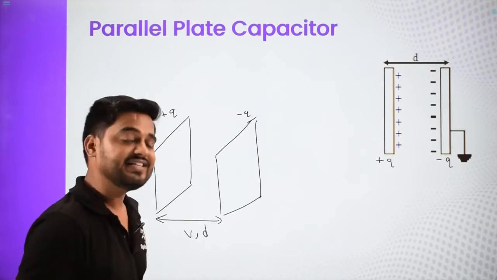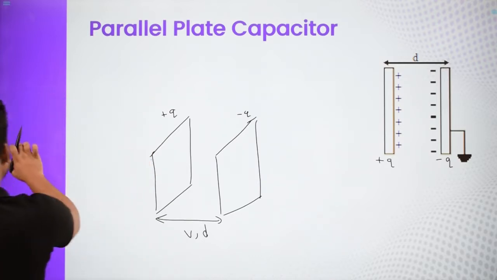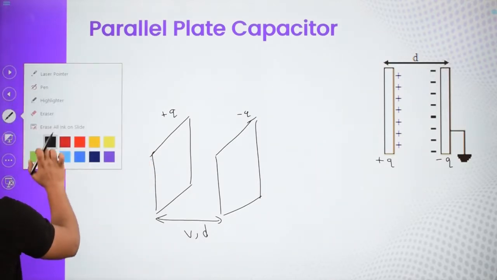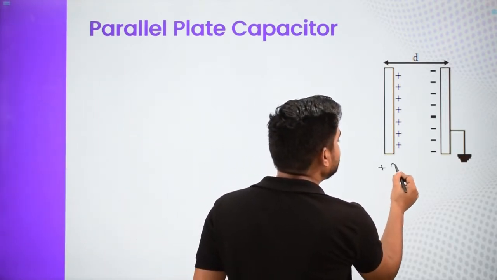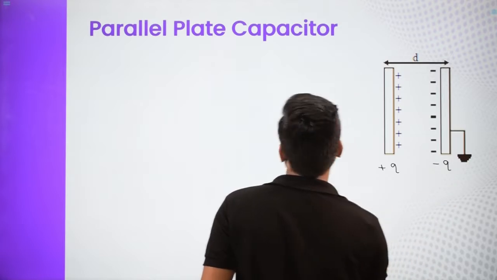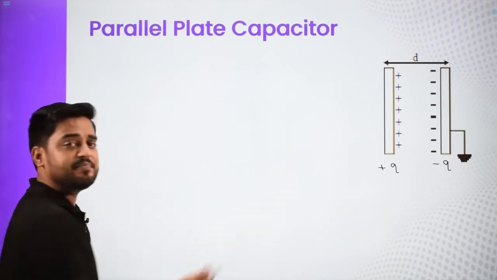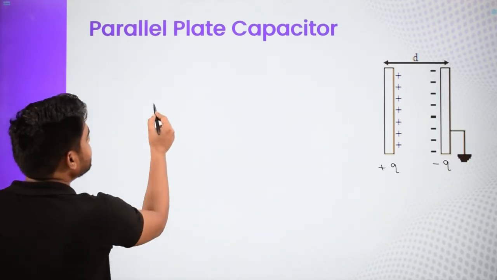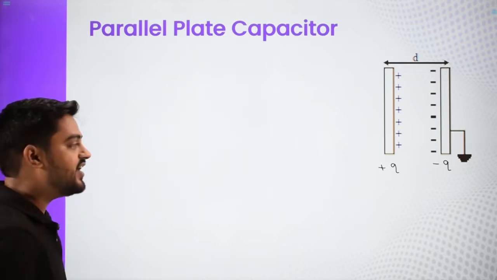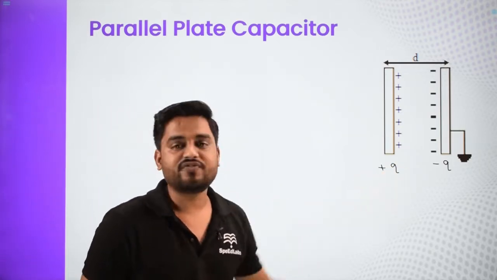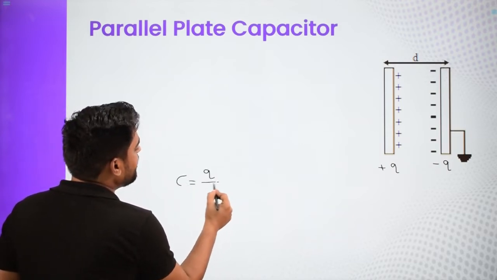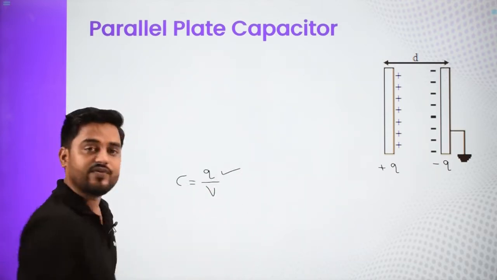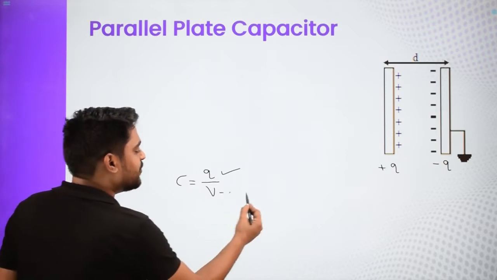So now let us find the capacitance of this entire system, a parallel plate capacitor. How do we write the capacitance of a parallel plate capacitor? This is a pair of 2 conductors. First, we are going to find the potential difference, because capacitance is defined as Q by V. The charge I already have. I need to get the potential.